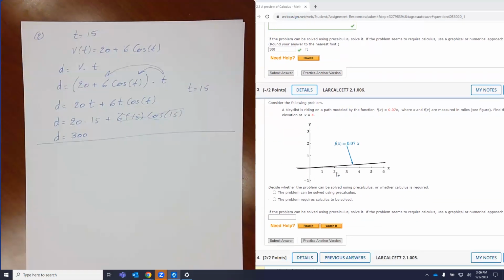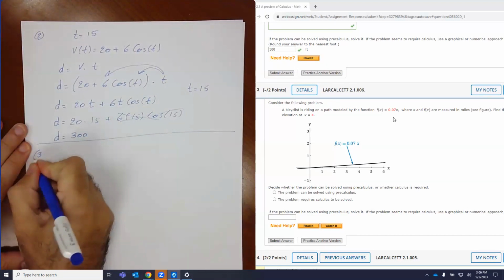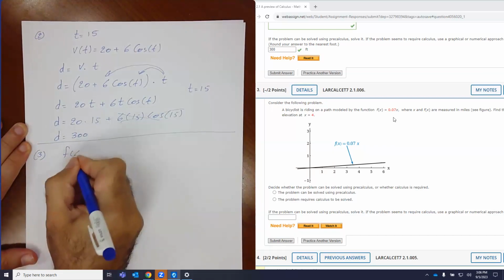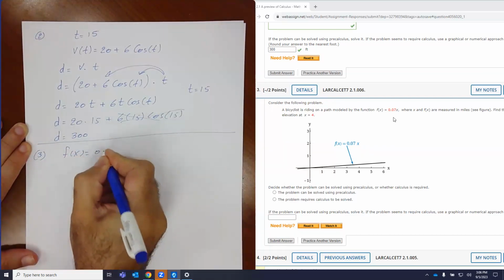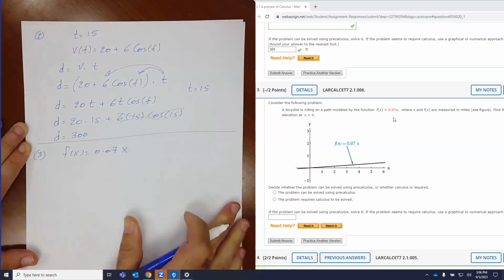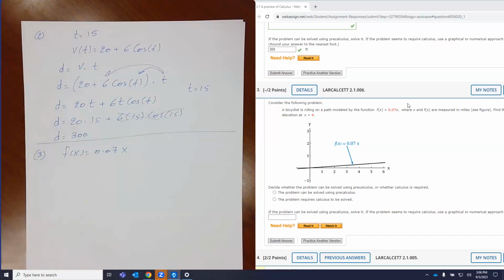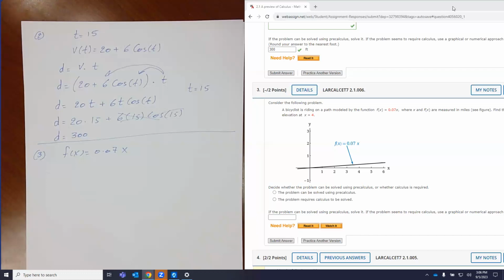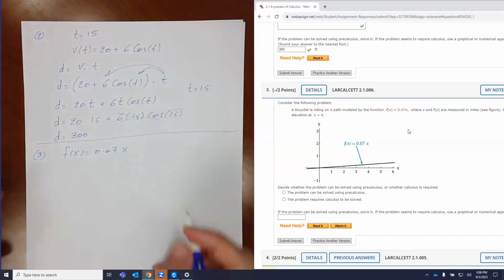Let's go to example 3. A bike is riding on a path measured by the function here. So here's our function, this is number 3. Our function is f of x equals 0.07x. We can see this graph, where x and f of x are measured in miles. Find the rate of change of elevation at x equal 4.